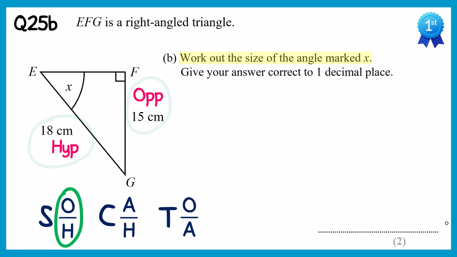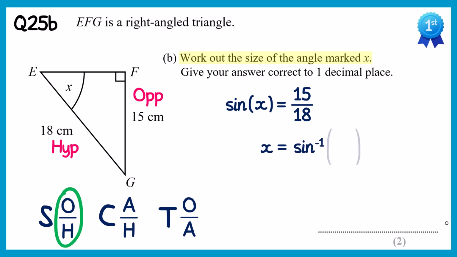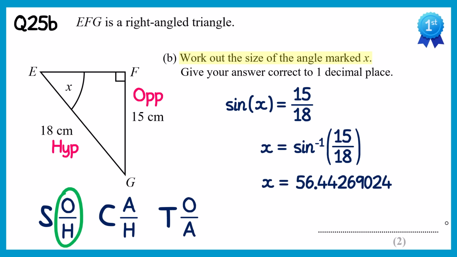We write out SOHCAHTOA, and we're looking for the one with the opposite and the hypotenuse, and that one's sine. So we can write that sine of the angle, so in this case sine of x, is equal to the opposite, which is 15, over the hypotenuse, which is 18. Now to solve this one, we use inverse sine. So we write that x is equal to inverse sine of 15 over 18. You can then type this into your calculator, and you end up with x is equal to this number here. We need to give our answer correct to 1 decimal place, so if we round this off to 1 decimal place, it's 56.4.